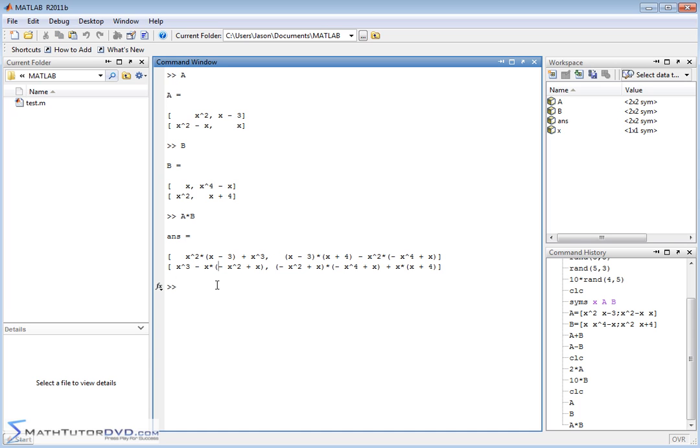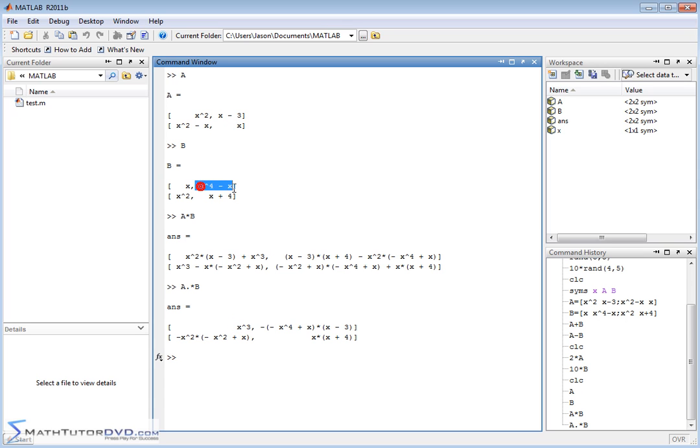So you can see it's doing all the matrix multiplication for you. Now you can also do A times B, but if you put a dot in front, then it's going to treat it as element by element multiplication, which is what we've talked about always happens when you put a dot in here. And so we get this. So now we have x squared times x for the first element, and that just gives us x to the third. This x minus 3 times this stuff is going to give me this expression here. So this one is doing it element by element.